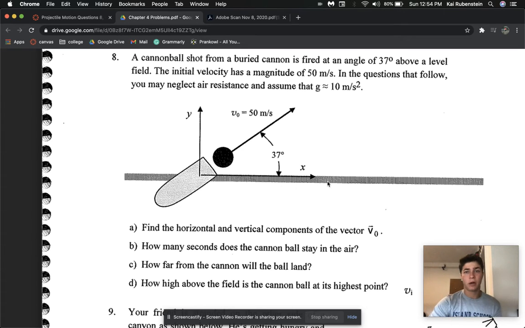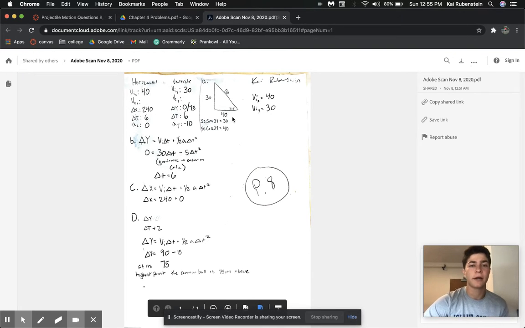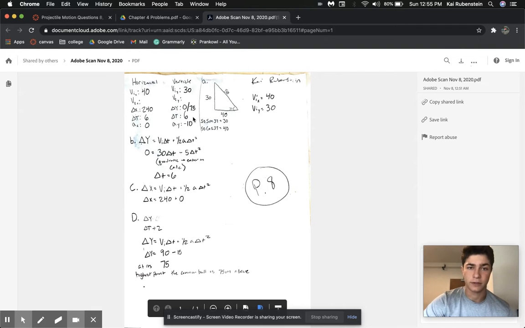So I'm doing problem number 8, and right off the bat, just from the picture, it gives us the initial angle after being fired from the cannon, with also an initial velocity, which the magnitude is 50, and the angle is 37. So if we just go straight to making our triangle, we do sine to find the vertical because it's opposite over hypotenuse, and then cosine because it's adjacent over hypotenuse to find horizontal.